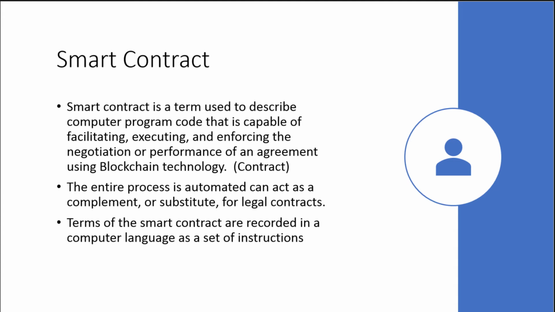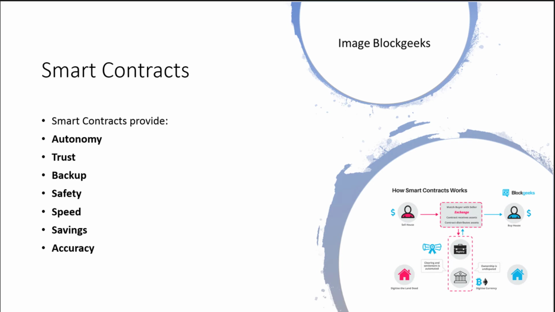And so this contract will basically be initiated by a user or some kind of other application. It could be a client app, whatever, and it'll be kicked off and automated. And if it meets the conditions, it proceeds. If it doesn't, it doesn't proceed. Now, smart contracts provide a lot of great benefits: autonomy, trust, also backup, safety, speed, savings, and accuracy.